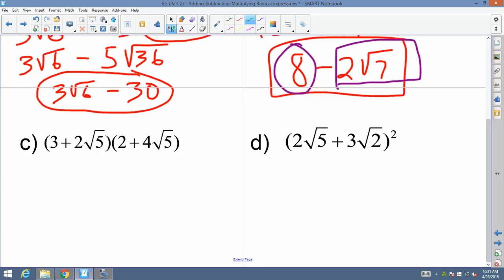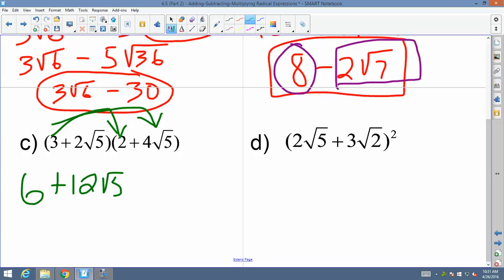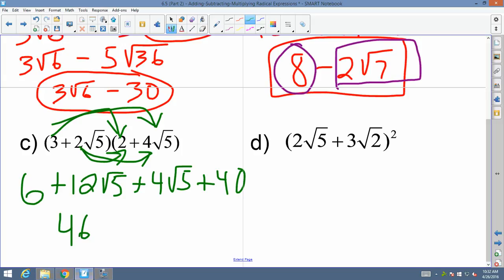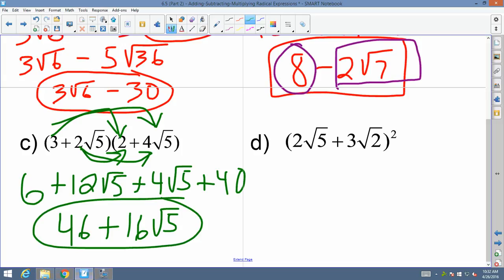All right. How about this one here? What do we got? We got 3 times 2, which is 6. Then we've got 3 times 4 square root of 5, which is 12 square root of 5. Then I've got 4 square root of 5. And then we've got plus 8 square root of 5 times square root of 5, so it is exactly what my boy said, 40. So what's my final answer? 46 plus 16 square roots of 5. Beautiful. Well done.